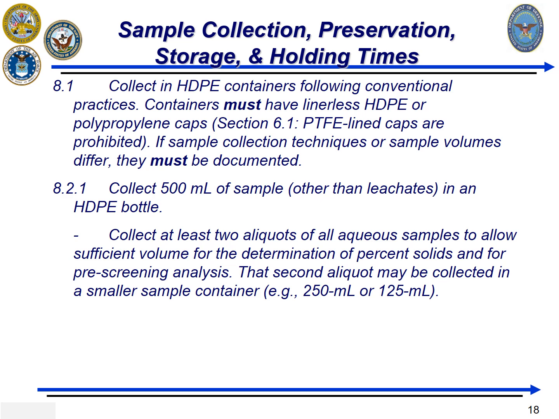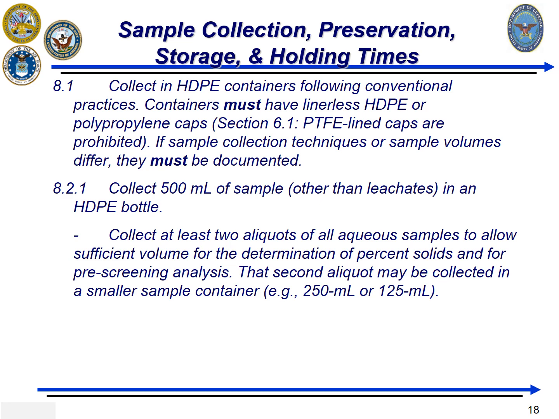Moving on to sample collection, preservation, storage, and holding times, the method requires samples to be collected in HDPE containers following conventional practices. Containers must have linerless HDPE or polypropylene caps. PTFE lined caps are prohibited by the method. If sample collection techniques or sample volumes differ from that documented in the method, they must be documented. Section 8.2.1 requires the collection of a 500 milliliter sample for aqueous samples with the exception of leachates.